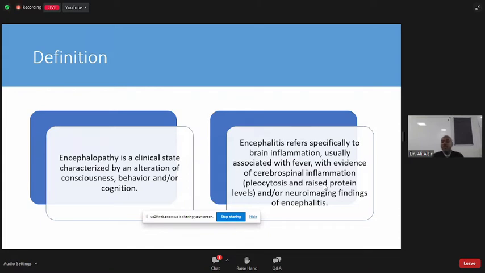On the other hand, encephalitis is one of the most common etiologies for encephalopathy. As you can see, most of our patients with encephalitis present in an encephalopathic state. Encephalitis refers specifically to brain inflammation, or inflammation of the brain parenchyma, and is usually associated with fever, with evidence of cerebrospinal fluid inflammation, usually in the form of pleocytosis, high protein in the CSF, and possibly a positive culture. And sometimes we can see some specific neuroimaging findings in patients with encephalitis.